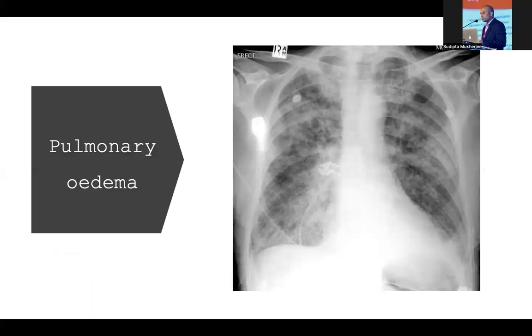Pulmonary edema can lead to a hypoxic episode. In X-ray, you can see bilateral ground-glass haziness, maybe perihilar, but it is difficult to confirm whether this is cardiogenic or non-cardiogenic.